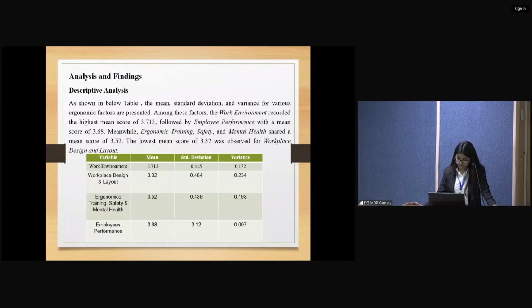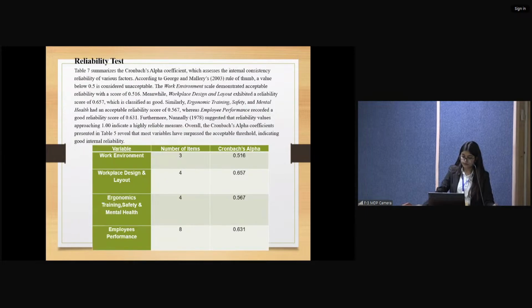Descriptive analysis was considered, wherein the mean, standard deviation, and variance for various ergonomic factors were presented, followed by employee performance with a mean score of 3.68. Meanwhile, ergonomics training, safety, and mental health share a mean score of 3.5. The lowest mean score, 3.32, was observed for workplace design and layout.